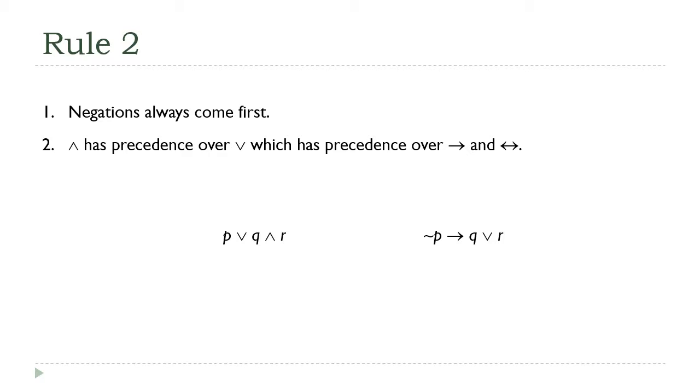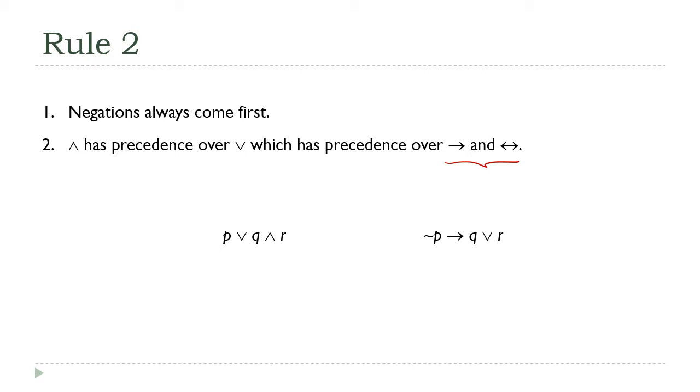Right, and next, and has precedence over or, which has precedence over conditionals and biconditionals. And the two at the end here are kind of lumped into the same category, just like multiplication and division are at the same level with your arithmetic order of operations. And if that bothers you, it's okay. Just hold on. We'll resolve that when we get to the third rule.